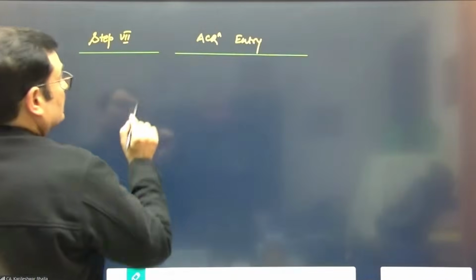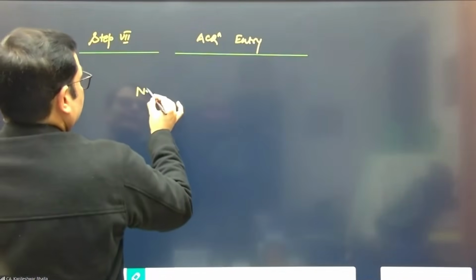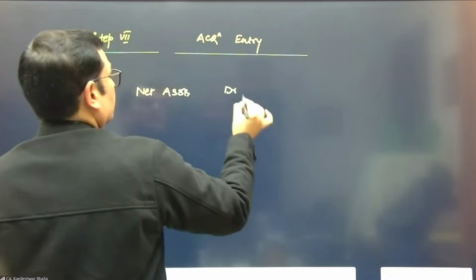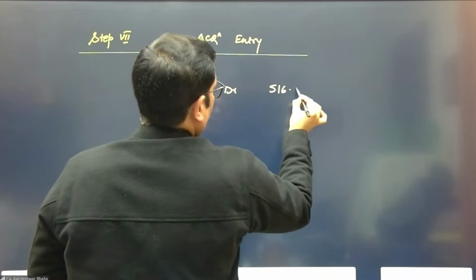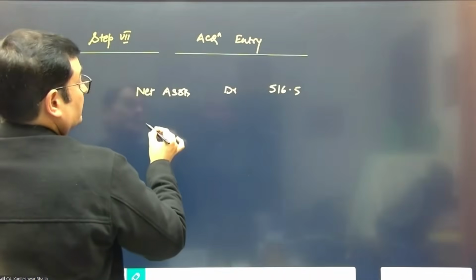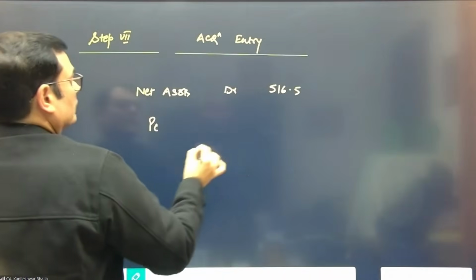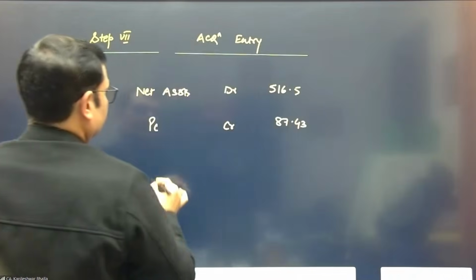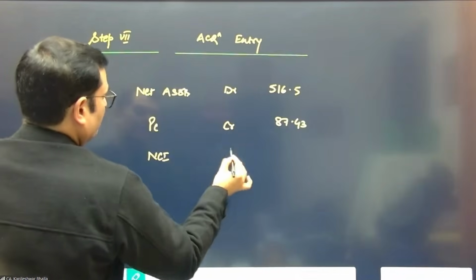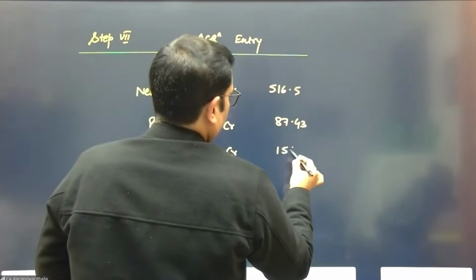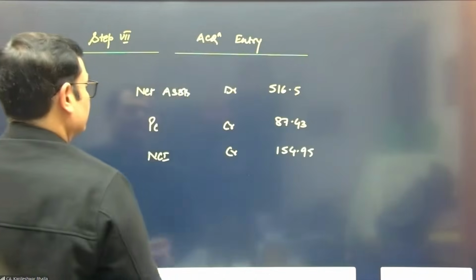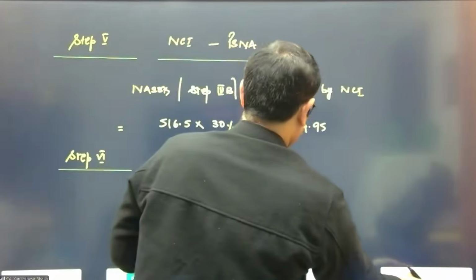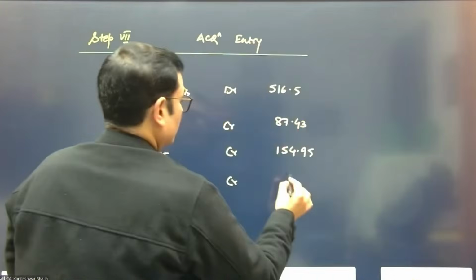Okay. So first of all, I think let's take the net assets all together. The net assets will get a debit, and that's 516.5. Then there is a purchase consideration which gets a credit. That is, I think, 87.43. Then there is an NCI which gets a credit. I think that's 154.95. And there is a capital reserve which gets a credit. And that's, I think, 274.12.